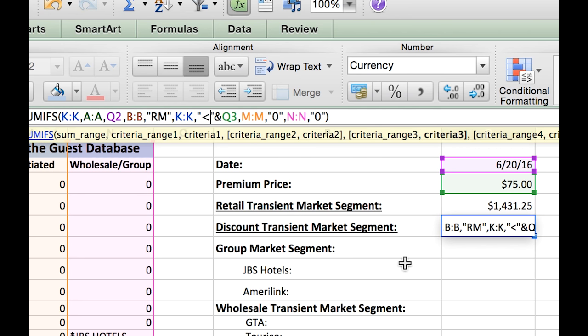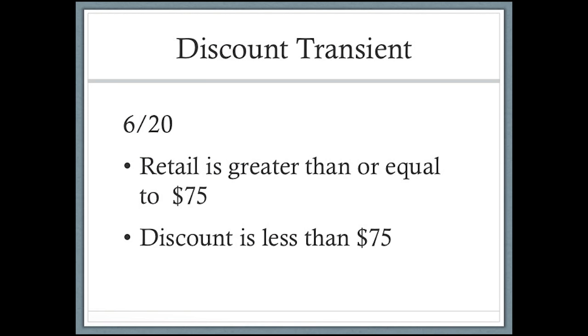So if we use our June 20th example, the retail transient market captures every reservation that has a rate that is $75 or greater. So the discount transient market segment captures everyone that is less than $75.